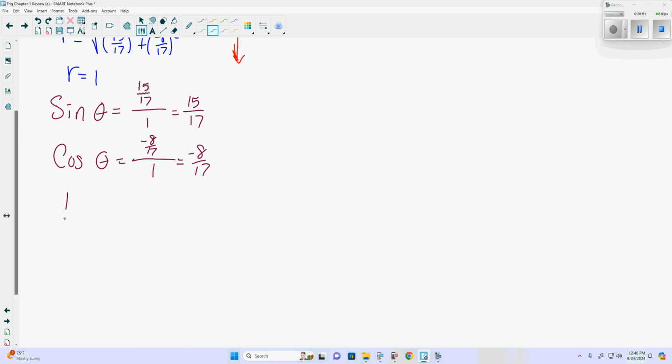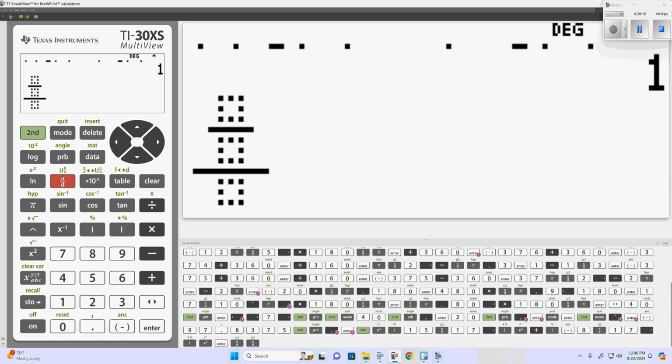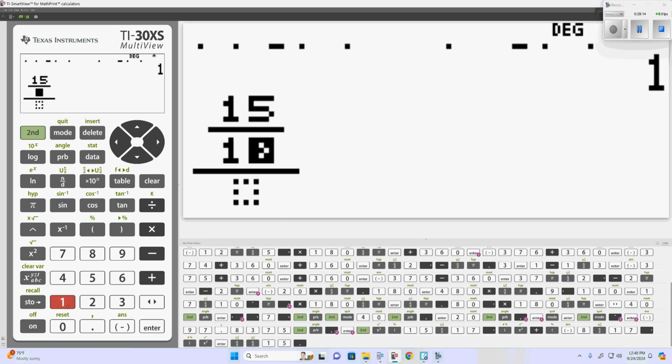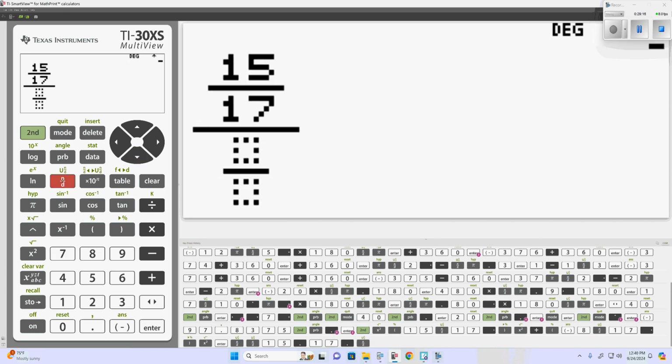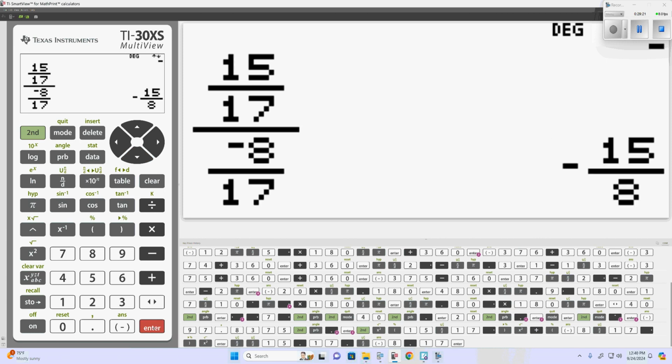Tangent. Two ways we can get at it. One, it is opposite over the adjacent. Tangent's also sine over cosine. Fraction on top, 15/17. Fraction on bottom, negative 8/17. Negative 15/8.